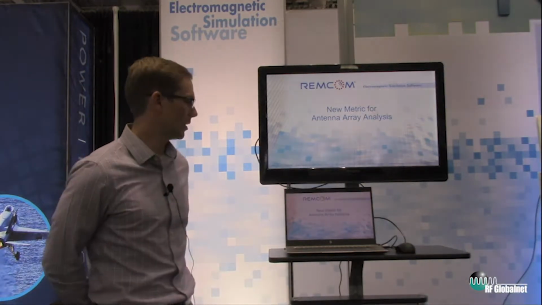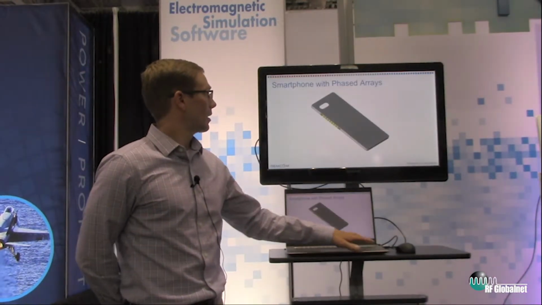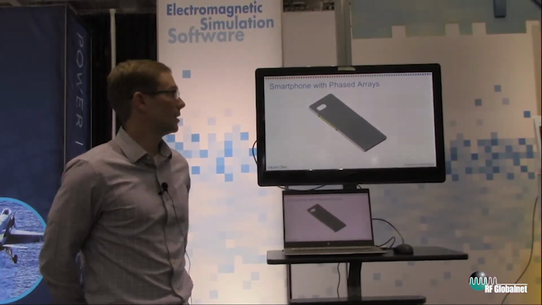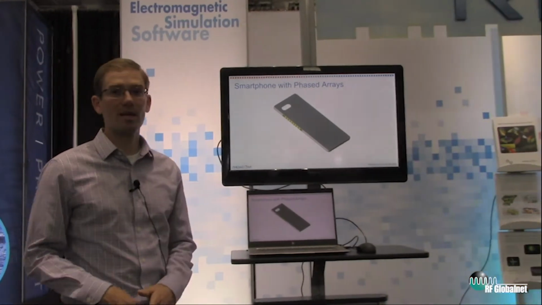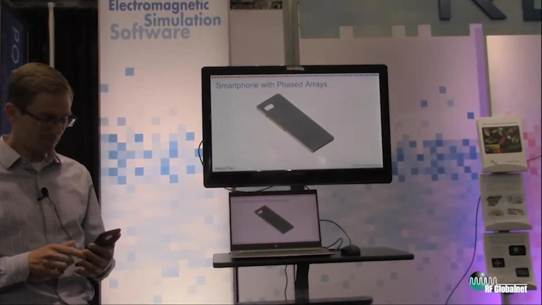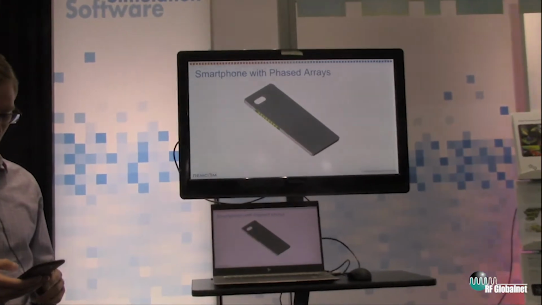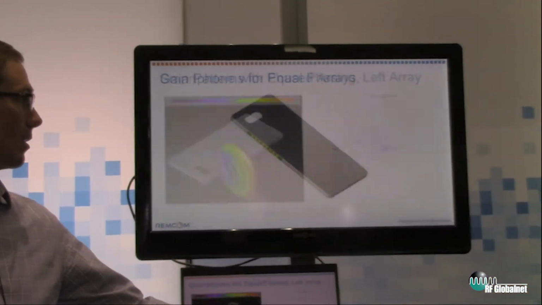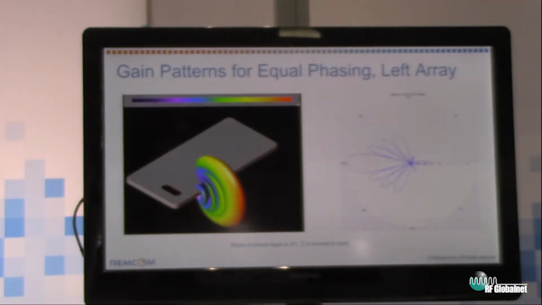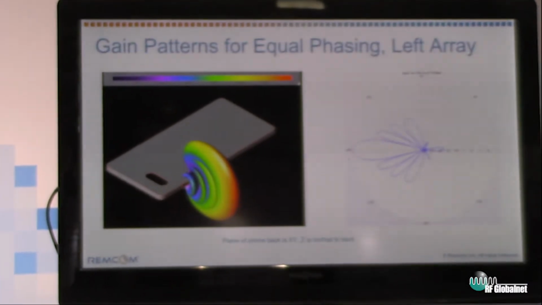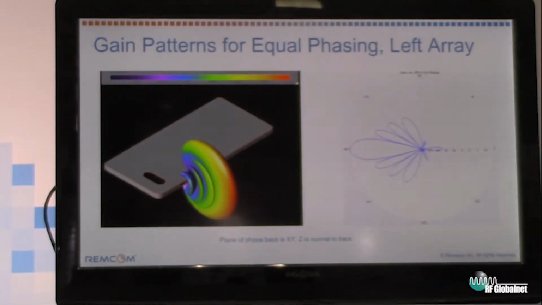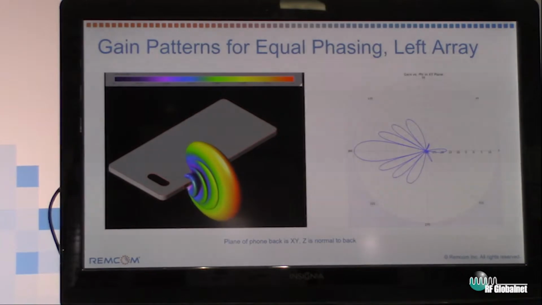So I have an example here of a smartphone. There are two phased array antennas on this phone. There's one on the left side and one on the right side. And if we feed each antenna element with a 0-degree phase shift, we'll get a directional pattern like the one we're seeing here.